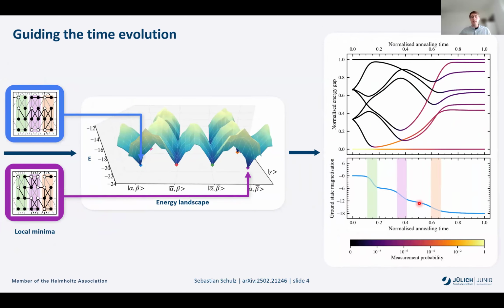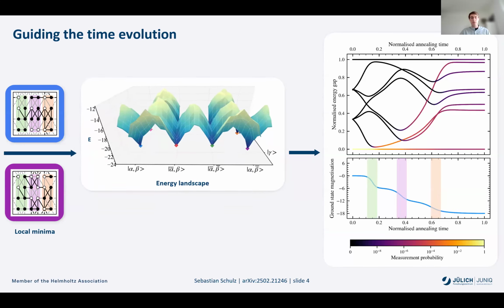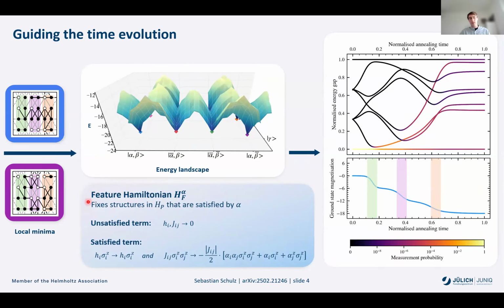And the idea now is that since we can relate these phase transitions directly to certain couplers and biases within the problem Hamiltonian, we can remove these phase transitions just by removing some of these features. So some of these biases, some of these couplers. To give you an example, let's consider this purple transition here, which corresponds to this purple spin domain. And what we'll do is we create something that we call a feature Hamiltonian. Feature Hamiltonian is exactly like the normal problem Hamiltonian, with the only difference being that we remove all these unsatisfied terms, given some reference state alpha.